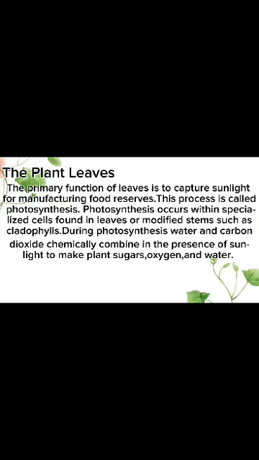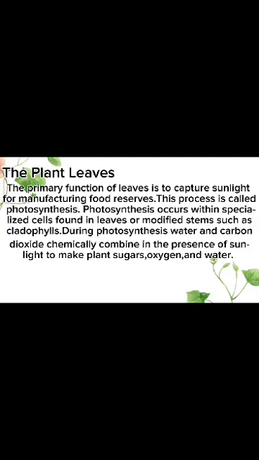The next part that we're gonna learn is leaves. The primary function of leaves is to capture sunlight for manufacturing food reserves. This process is called photosynthesis. Photosynthesis occurs within specialized cells found in leaves or modified stems, such as chlorophyll. During photosynthesis, water and carbon dioxide chemically combine in the presence of sunlight to make plant sugars, oxygen, and water.